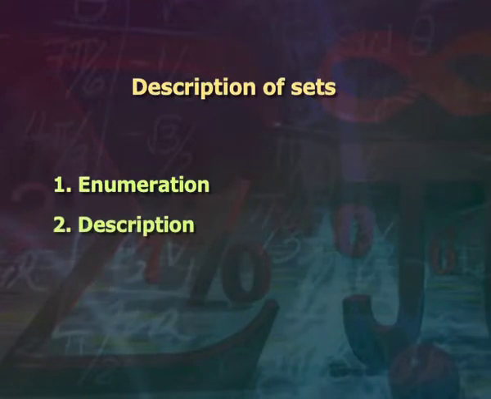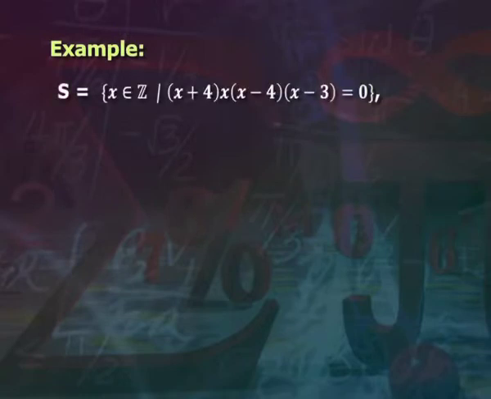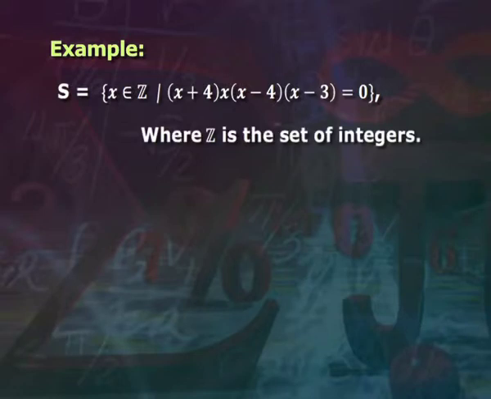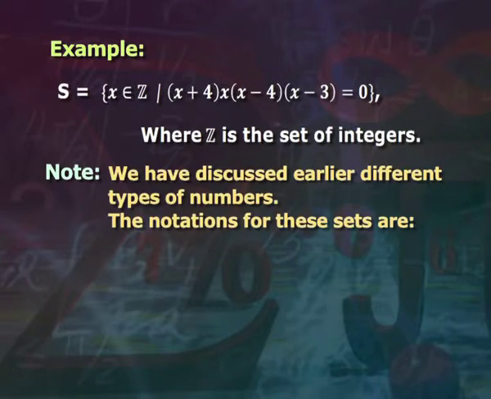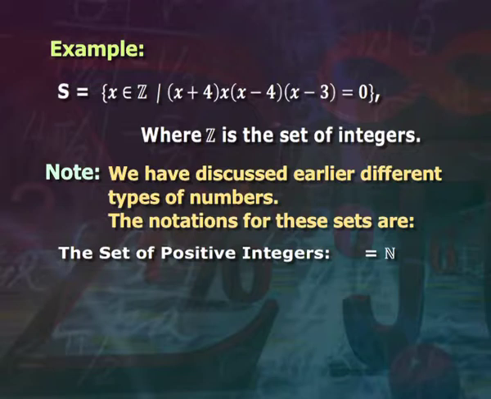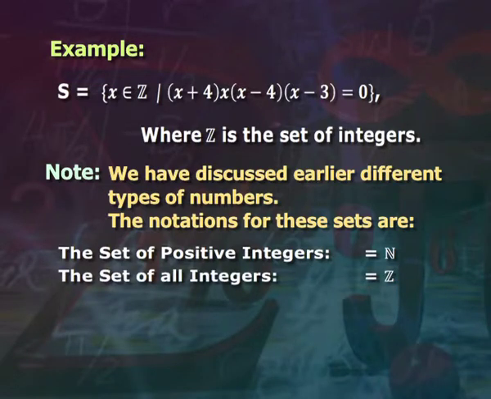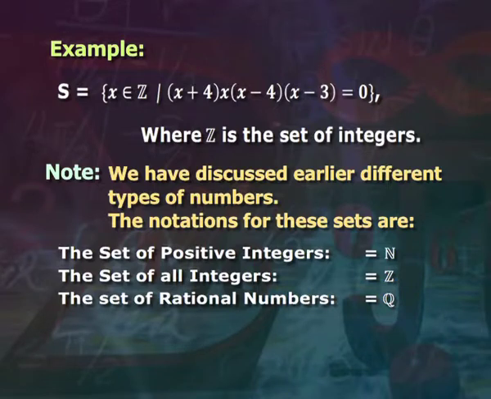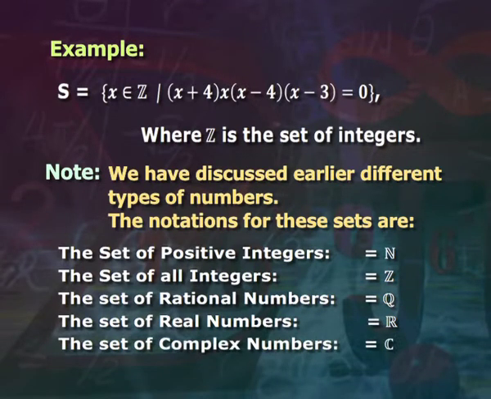2. Description. Example, S is equal to the set of all x in Z such that x plus 4 multiplied by x multiplied by x minus 4 multiplied by x minus 3 is equal to 0, where Z is the set of integers. Note that we have discussed earlier different types of numbers. The notations for these sets are: for the set of positive integers N, the set of integers Z, the set of rational numbers Q, the set of real numbers R, and the set of complex numbers C.